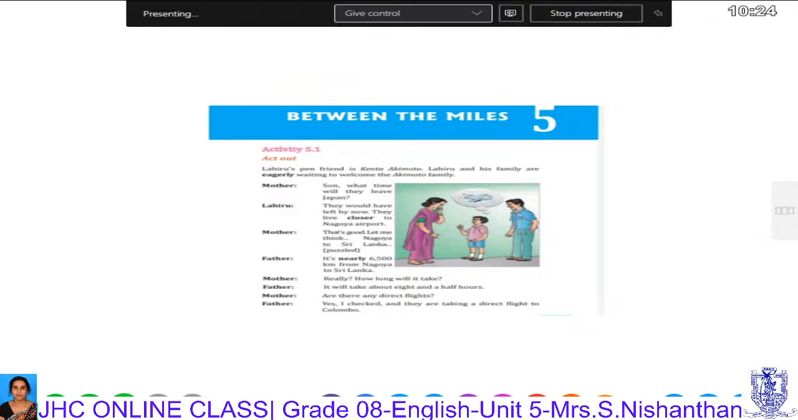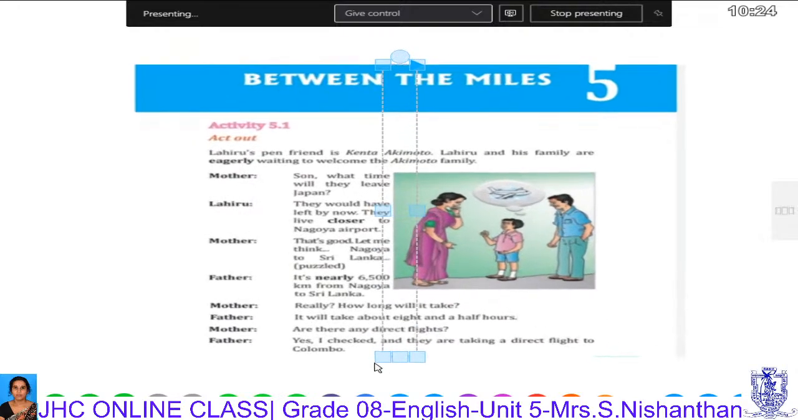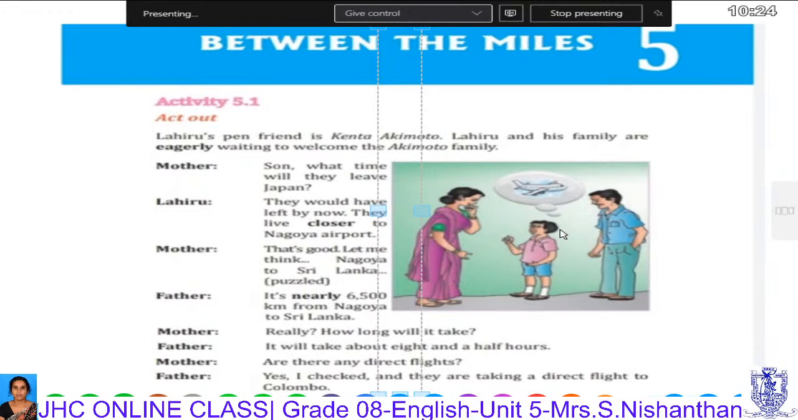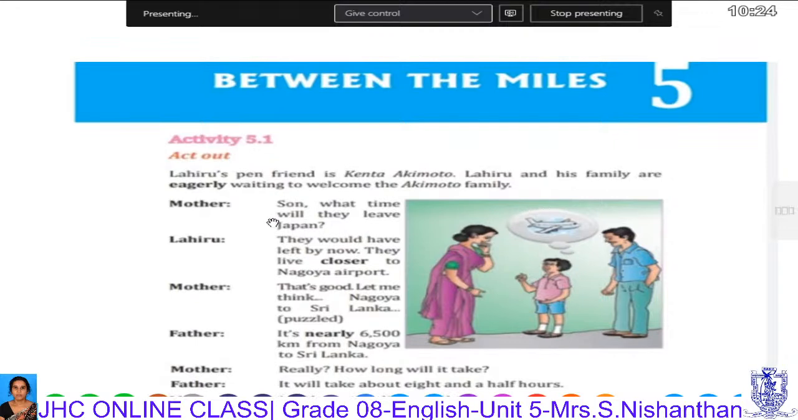Lahiru's pen friend is Kenta Akimoto. You all have it in your book. Lahiru and his family are eagerly waiting to welcome the Akimoto family. So Lahiru's pen friend is visiting Sri Lanka, and they are eagerly waiting, very anxiously. Mother is asking, son, what's the time?